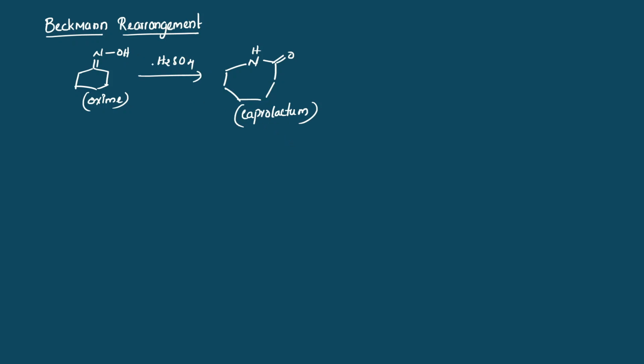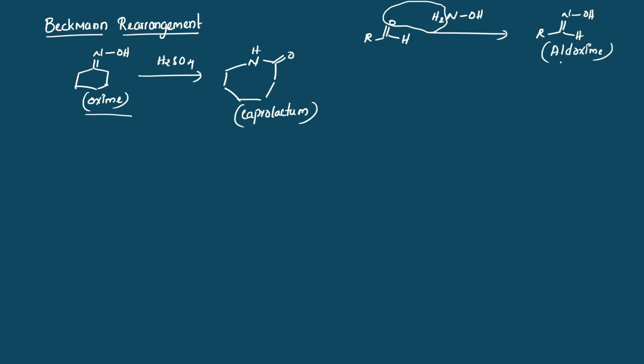Before understanding the mechanism of Beckmann rearrangement, let's have a look at how these oximes can be synthesized. I'm taking here an aldehyde, and I treat this aldehyde with hydroxylamine. You will eliminate one molecule of water from here, and what you will generate is an aldoxime. This is because you generate this from an aldehyde.